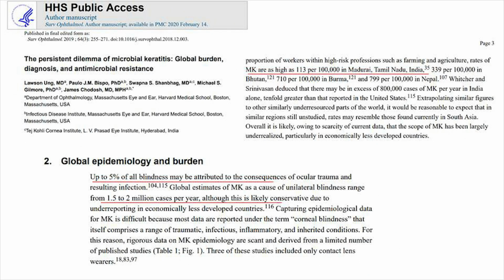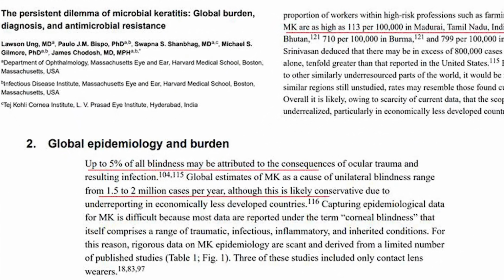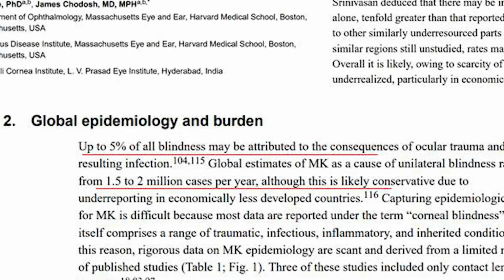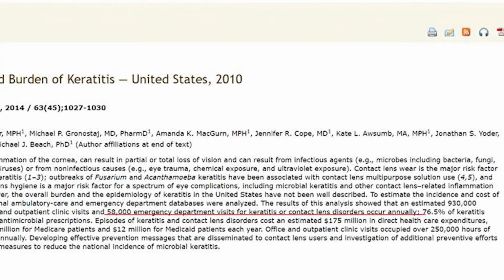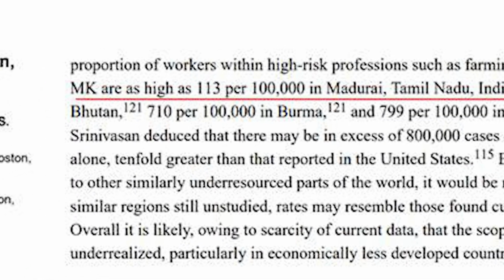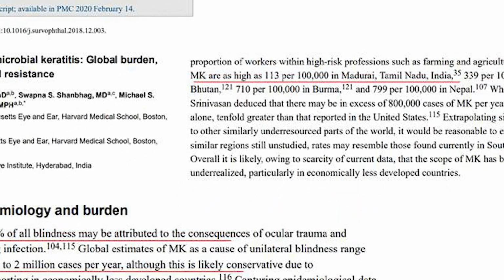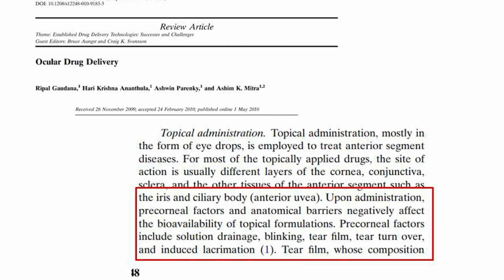Up to 5% of all blindness is due to ocular infections. The global estimates of microbial keratitis, a cause of unilateral blindness, range from 1.5 to 2 million cases a year and 58,000 registered emergencies in the US. In our part of the world, 113 per lakh population have become blind monocularly following microbial keratitis.